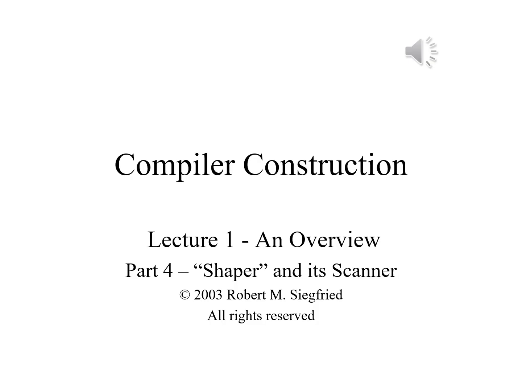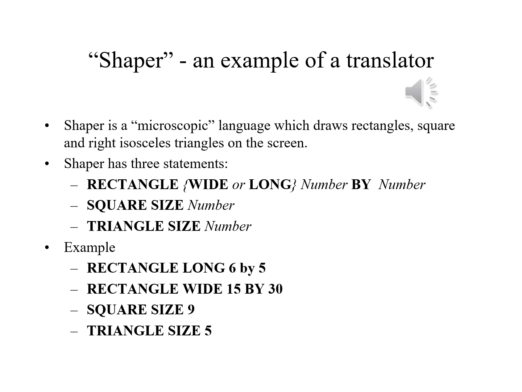In part 4 of lecture 1, we will take a look at Shaper and its scanner. Let's take a look at an example of a translator. Shaper is a microscopic language, and the only thing it's really good for is drawing small rectangles, squares, and right isosceles triangles on the screen. It really doesn't serve a really useful purpose other than to illustrate how translators work.